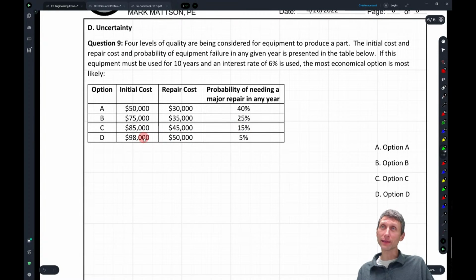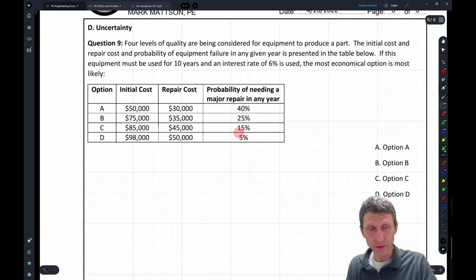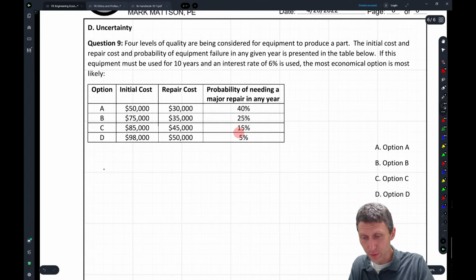Let's get all the quality that we can. It's going to cost us a lot to repair it, but we're not going to have to repair it as much. So what does this look like? Basically, this looks like we're not even going to do too much here with factors.